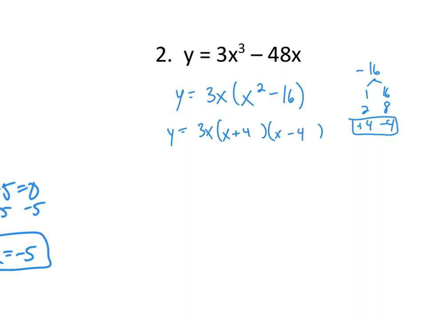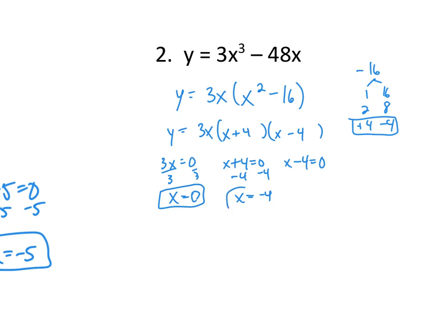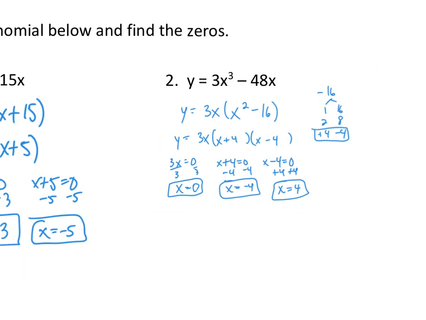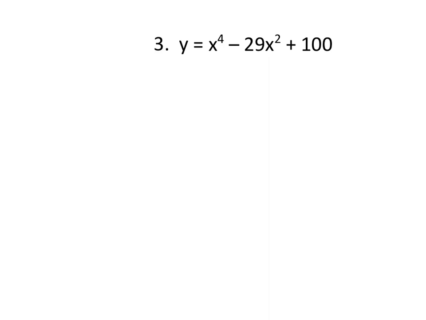And then you set each of these factors equal to 0. Then we solve. So first one we'll divide by 3. 0 divided by 3 is 0. Here we'll subtract 4. 0 minus 4 is -4. And on the last one we'll add 4. We get x equals 4. All right, let's slide over to number 3.